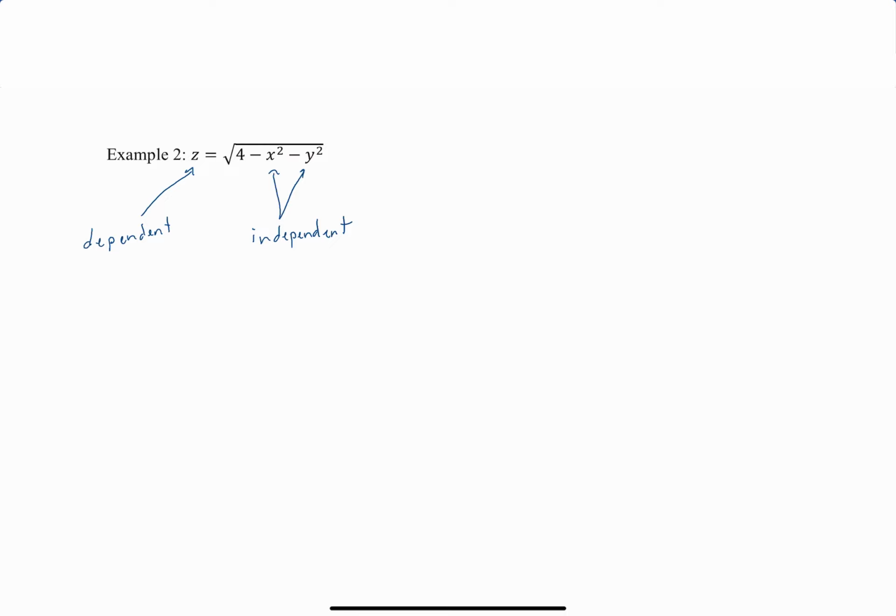So I can tell it's a sphere because if I square both sides, I get z squared equals 4 minus x squared minus y squared. And if I add an x squared and a y squared to both sides, that gives me x squared plus y squared plus z squared equals 4. I'll write that as 2 squared just to make it really clear that the radius is 2. So let's graph that.